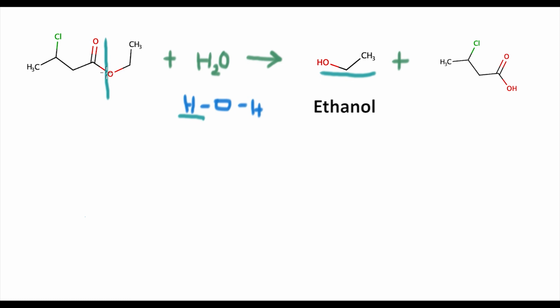And now, since this carbon needs 1 more bond, there is an OH bond that attaches itself to the carbon right here, and therefore we get our carboxylic acid, which is right here. And this carboxylic acid is 3-chlorobutanoic acid.